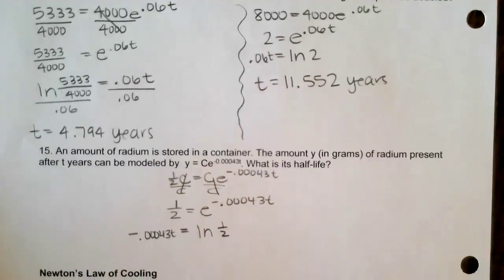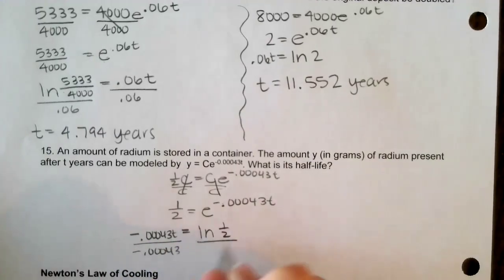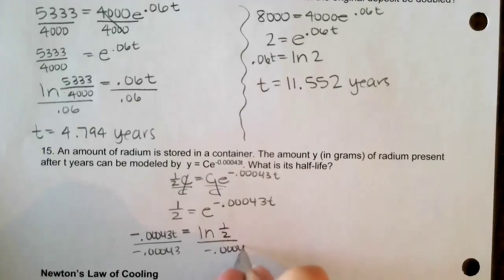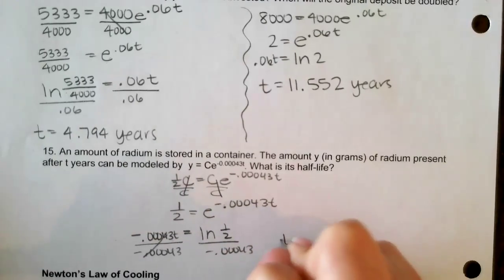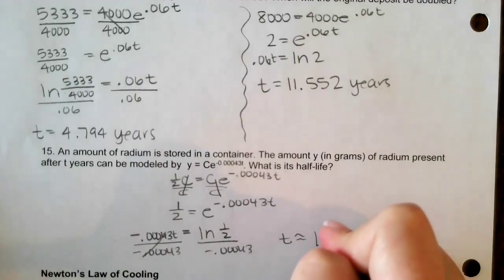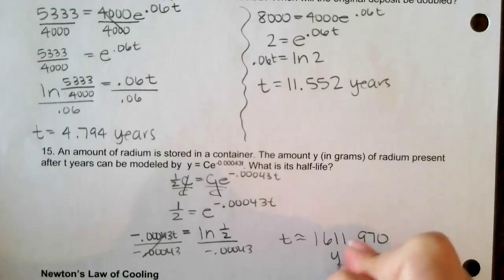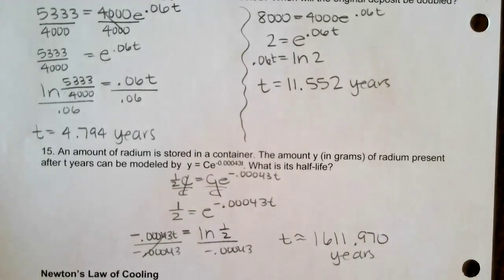So we freed that exponent, and now we divide by that. And so we get t is equal to 1,611.970 years. That was a nice problem to think through.